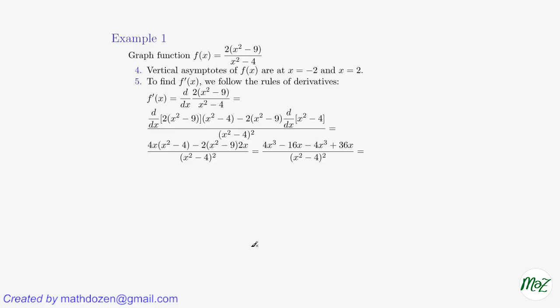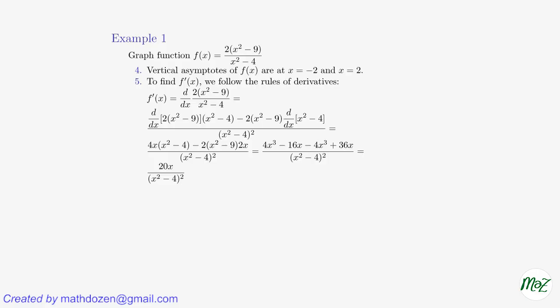And we will get derivative of 2x squared is 4x, x squared minus 4 is from there, and then derivative of x squared is 2x, and 2 times x squared minus 9 is still there. Then we will distribute 4x over x squared minus 4 and get 4x cubed minus 16x. And then remove the parentheses here and we get negative 4x cubed plus 36x. Then combine all the like terms and we arrive at 20x over x squared minus 4 squared.